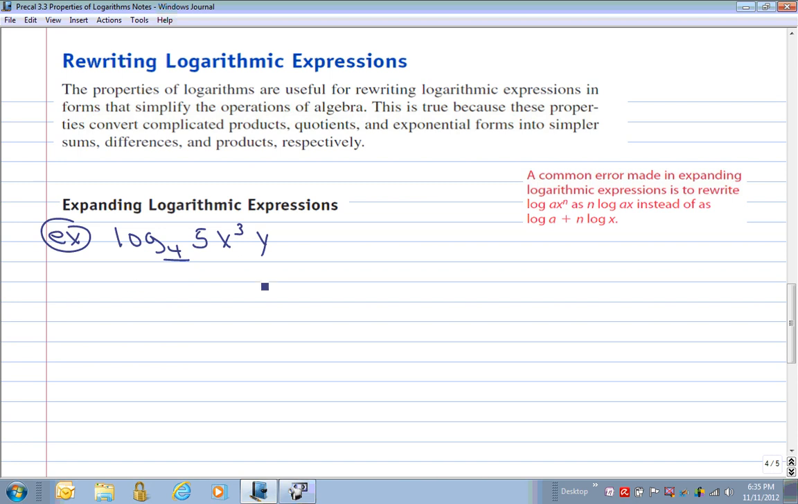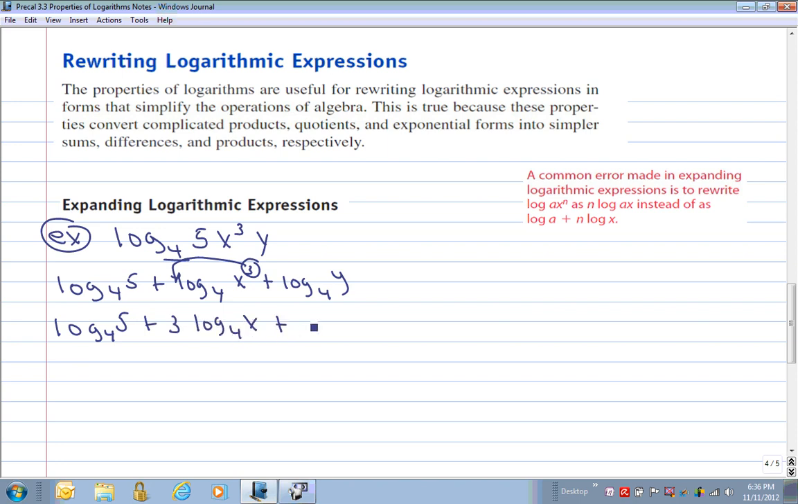So the first step is to rewrite this as log base 4 of 5 plus log base 4 of x cubed plus log base 4 of y. And then we notice in the middle term that we have a power property. So we want to take that 3 and move it to the front. So we would have log base 4 of 5 plus 3 times log base 4 of x plus log base 4 of y. And that is how we would expand.